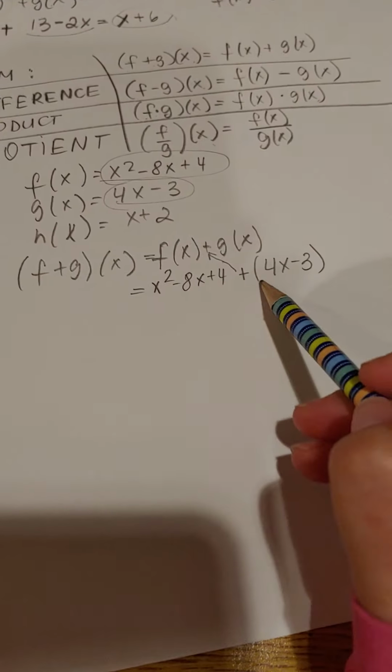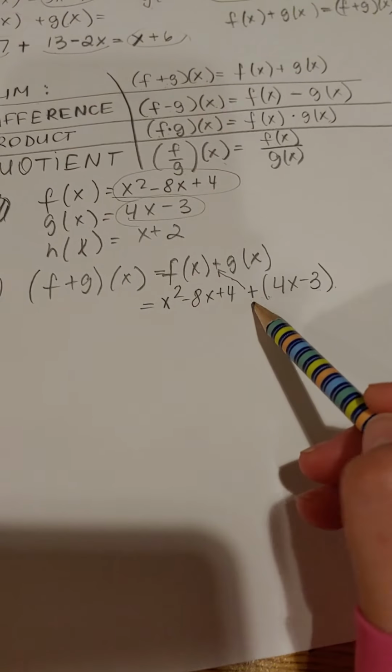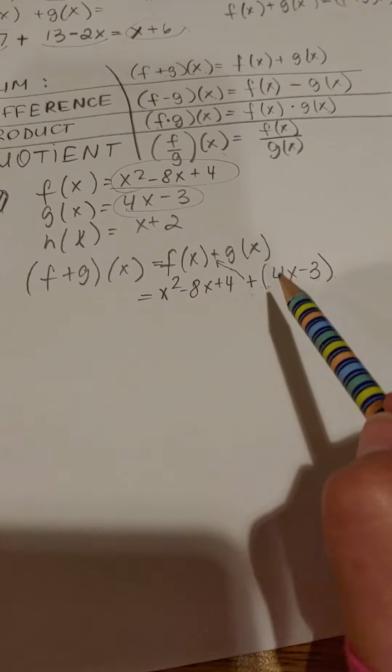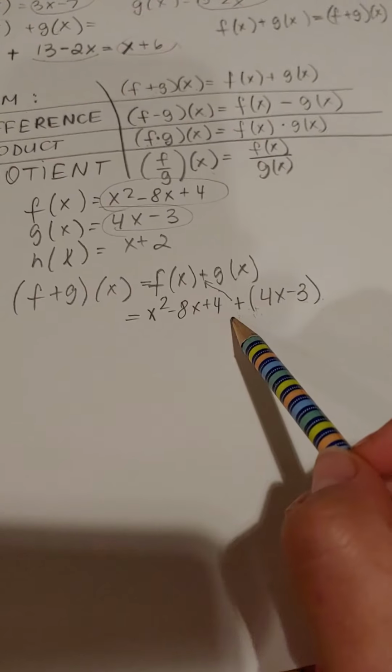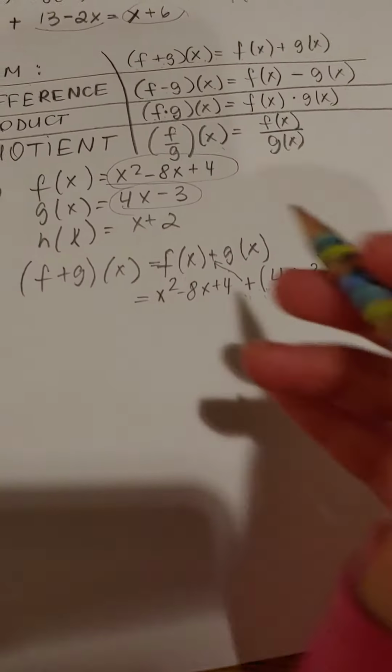I would suggest to put those parentheses. Here it doesn't really matter because we have a plus. If it was minus, then it would be essential to do that. So let's train ourselves to put the parentheses when we add or subtract something, or when we divide or multiply as well.